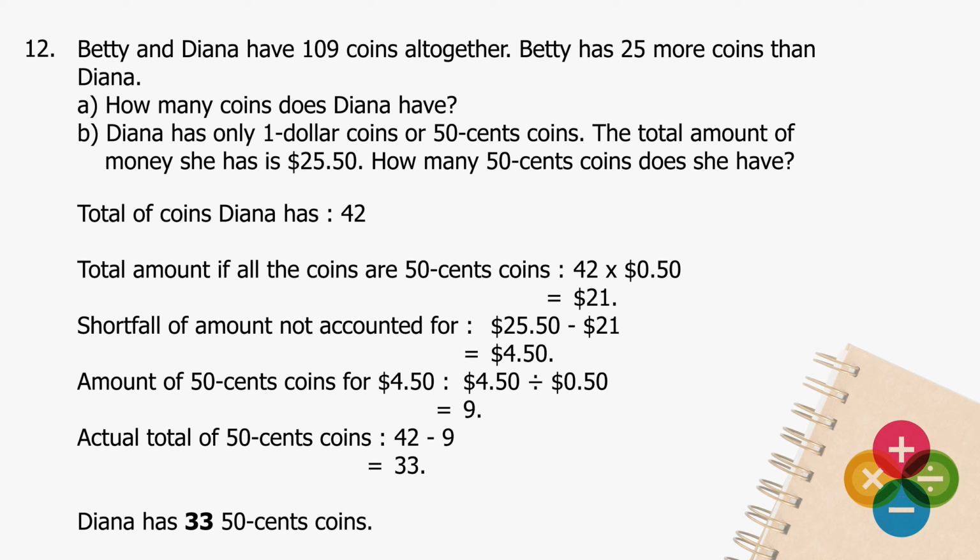The total number of coins Diana has is 42. The total amount of money, if all the coins are 50-cent coins, will be, multiply 42 by 50 cents, and the product is $21. The difference between the amount that she has and $21 will be, subtract $21 from $25.50, and the difference is $4.50. The number of 50-cent coins for $4.50 will be, divide $4.50 by 50 cents, and the quotient is 9. The actual number of 50-cent coins she has will be, subtract 9 from 42, and the difference is 33. B. Diana has 33 50-cent coins.